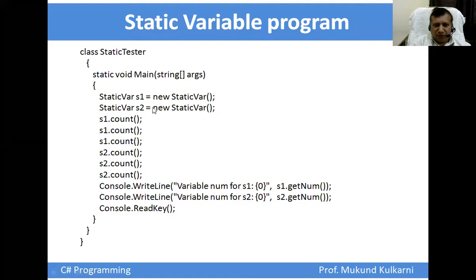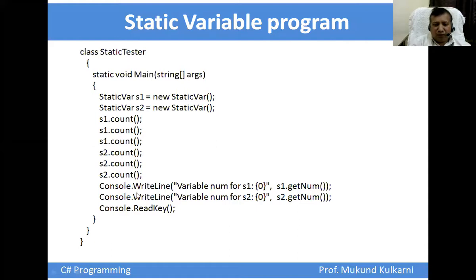Now what I'm doing here, I'm just going to call the count method for s1 two times. S1 dot count, s1 dot count, s1 dot count, three times. Then s2 dot count, s2 dot count, s2 dot count, three times. So in total, 6 times I'm calling this function.